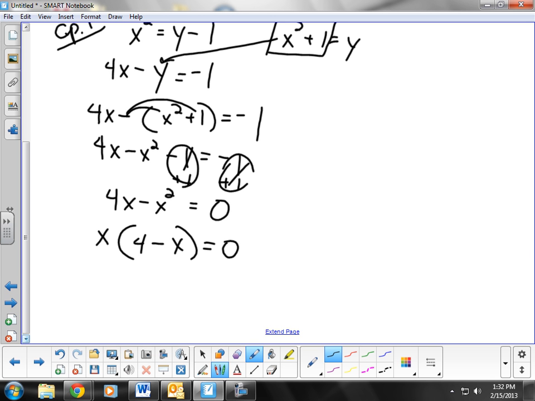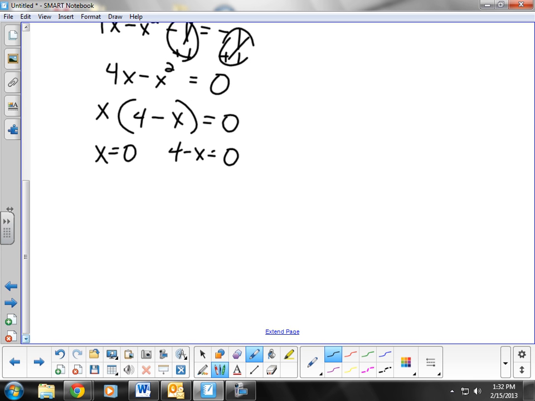And then, now that I've got this in factored form, I can take each piece and set it equal to 0. So x is 0, and 4 minus x is equal to 0. Each one of the factors gets set equal to 0. Because if I have two things multiplied together and it's equal to 0, then one of them had to be 0, right? It's the only way it happens. So I've got x is 0. If I subtract 4 from both sides, I get negative x is equal to negative 4, so x is equal to positive 4. So I have two different x values. Positive 4, what I wrote, but not what I said.